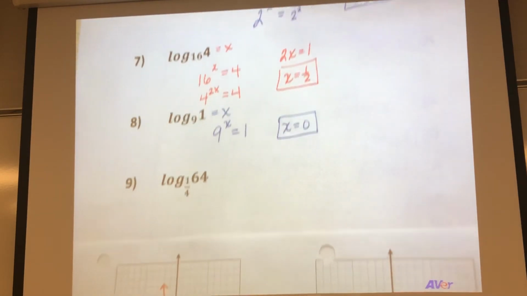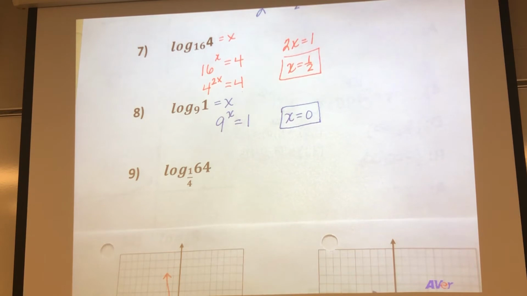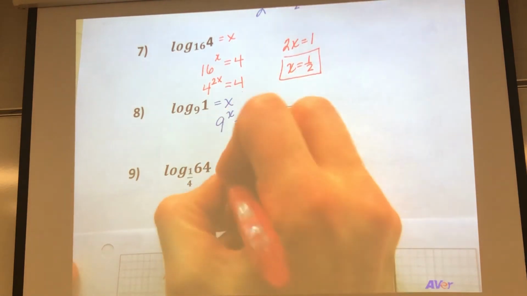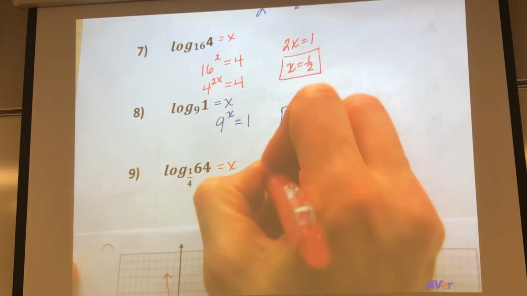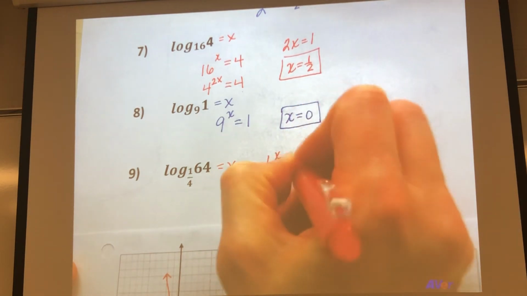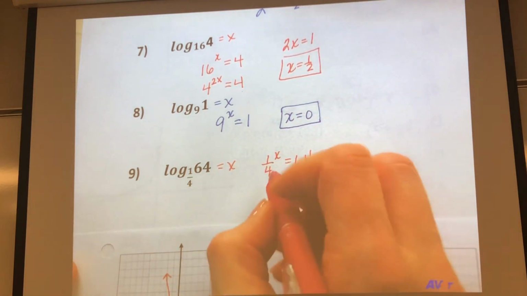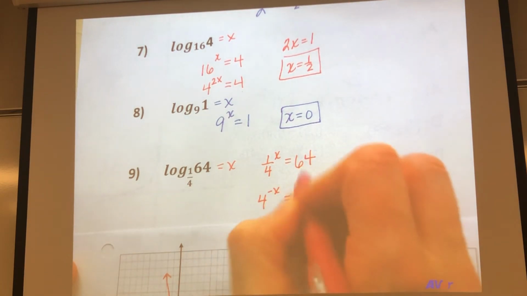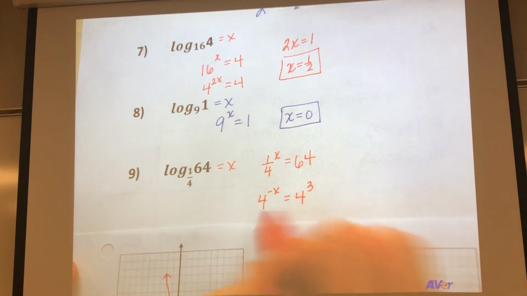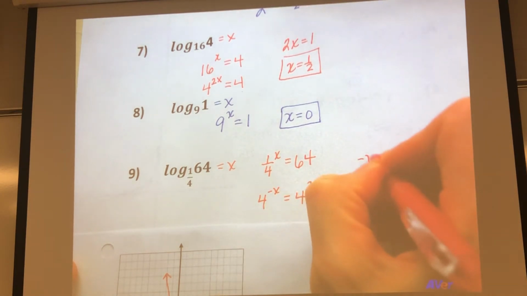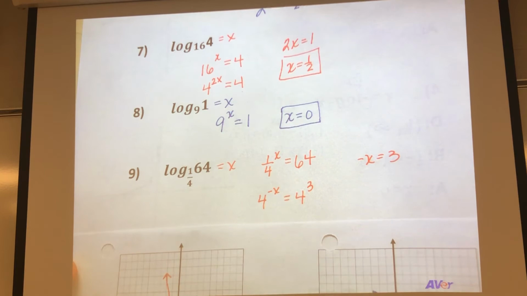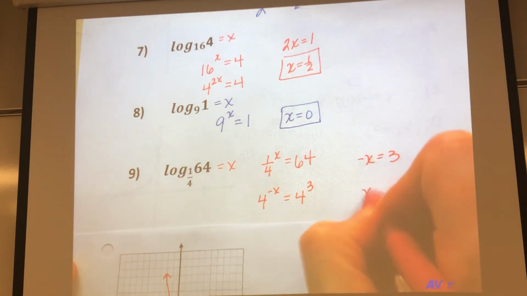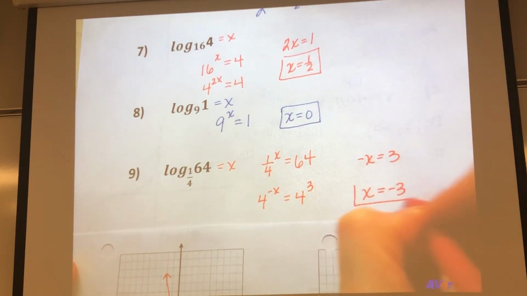All right, see if you can try this one. See if you can hit pause, switch it around, get the bases the same, and then set the exponents equal to each other. And then come back and check. So you should have done 1/4 to the x equals 64. We want to get our bases the same. So we want to get this 4 to be on top. So that's going to be a negative x. And then this one is 4 to the 3rd. Our bases are the same, which means that our exponents are equal. So negative x equals 3. Divide by negative 1. x equals negative 3.